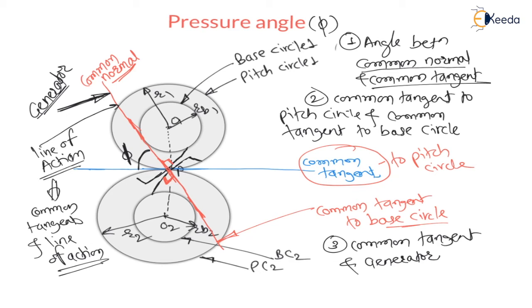Therefore, there are four definitions which are one and the same. Pressure angle is the angle between common normal and common tangent, or the angle between the common tangent to the pitch circle and the common tangent to the base circle, or the angle between common tangent and line of action, or the angle between common tangent and generator. This line of action is also called the generator, and along this line of action force is acting. Therefore, along this line of action power is transmitted.